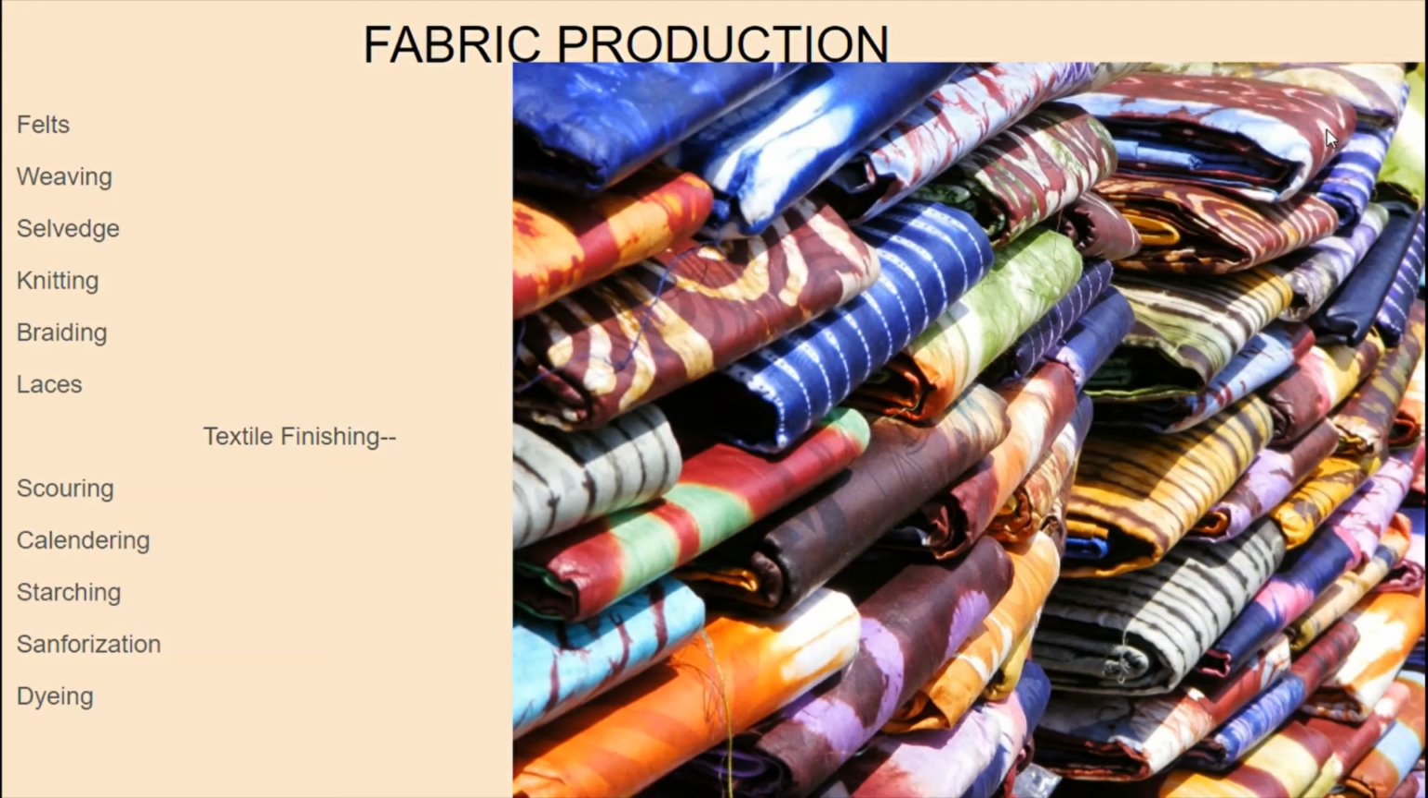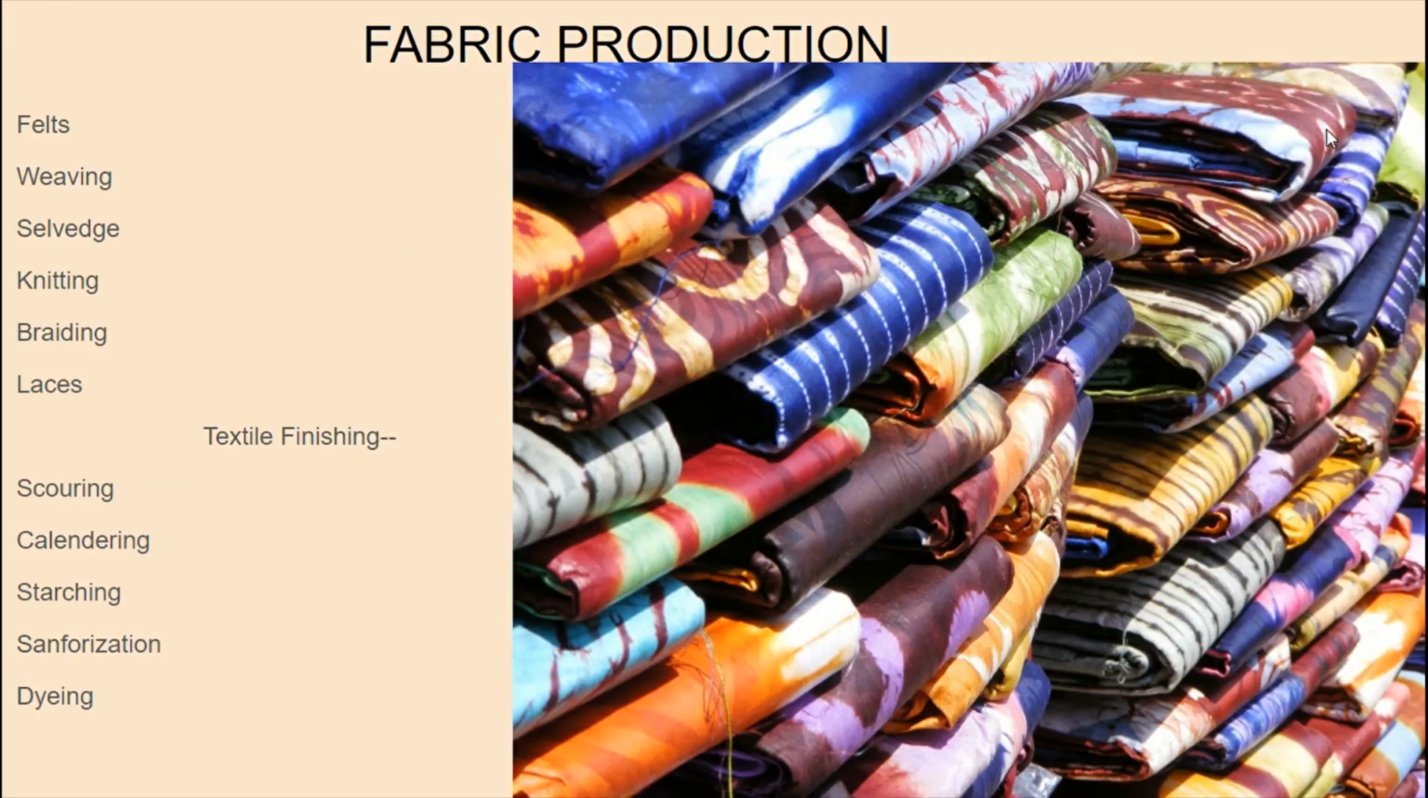Let's talk about textile finishing. Any treatment on the fabric which can change its appearance is called finishing. For example, scouring or bleaching, which is meant for cleaning purposes. Calendering and tentering are for a smoothing effect. Starching is used when we want to change the texture. Sanforization is anti-shrinkage finishing.